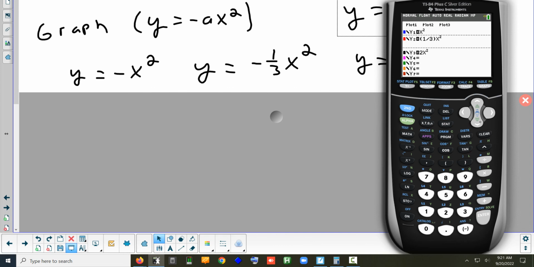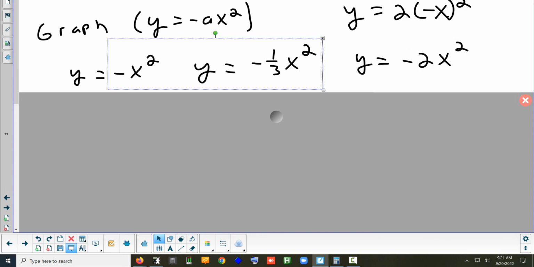So we don't need to do all of them. Let's just do x squared and negative x squared. And this you will see. So x squared is going to open up, negative x squared is going to open down. So where you put the negative controls what type of flip you get. Is it inside parentheses with the x squared? Okay, it's going to flip it over the y-axis. Is the negative in front of the whole thing? Then that flips it over the x.